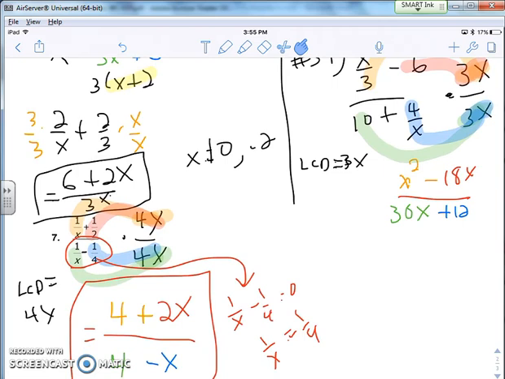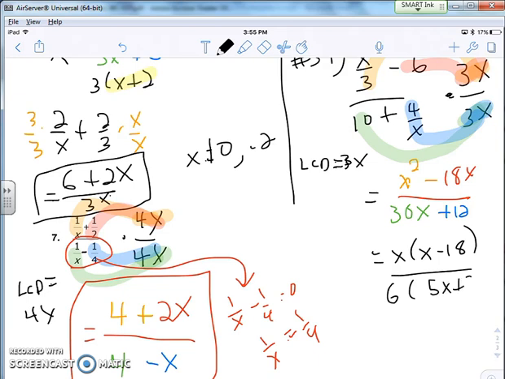So the top will factor. We're going to get x times x minus 18. The bottom will factor to 6 times 5x plus 2, but that factorization doesn't really help us any.